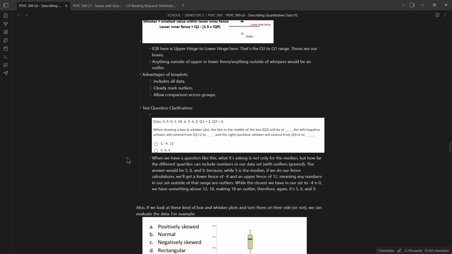That's a good representation of the box and whiskers. The advantage of box and whiskers is that it includes all data, clearly marks outliers, and allows comparison between groups.